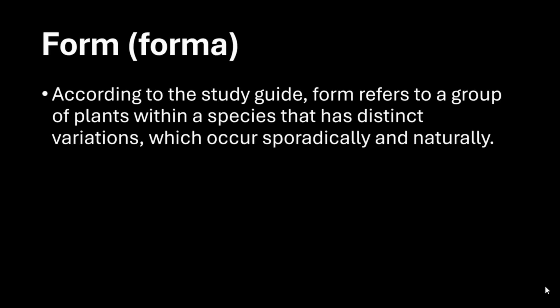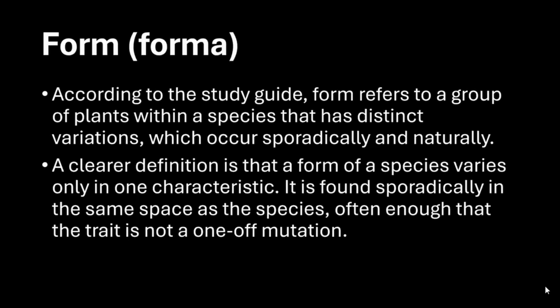Form or forma. According to the study guide, form refers to a group of plants within a species that has distinct variations, and these occur sporadically and naturally. A clearer definition to me is that a form of a species varies in only one characteristic. The form is found sporadically in the same space as the main species, and it's found often enough that the one unique trait is obviously not a one-time mutation.